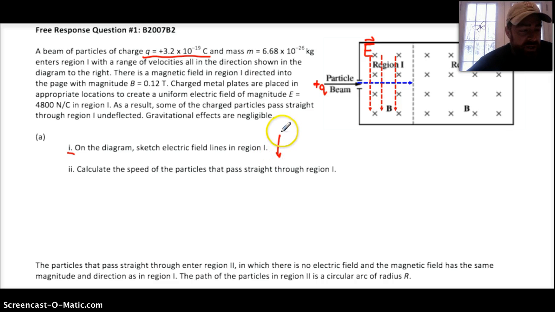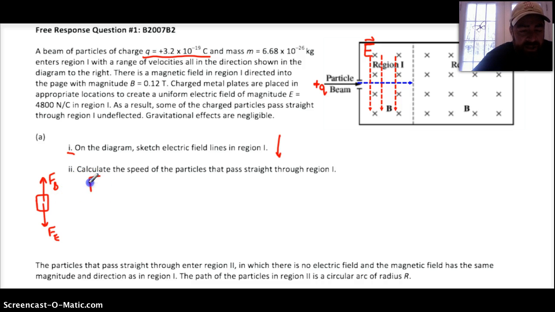The second question goes on to say to calculate the speed of the particles that pass through region number 1. If they pass through undeflected, we should recognize that the sum of the forces is equal to 0. Let's go ahead and draw just a quick free body diagram off to the side. We should realize that on a positively charged particle, there is an electric field force directed downward and a magnetic field force directed upwards. The sum of those two forces is 0. They are equal magnitude but opposite in direction.